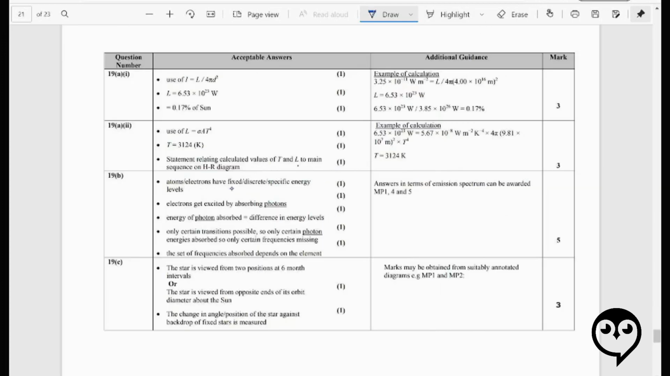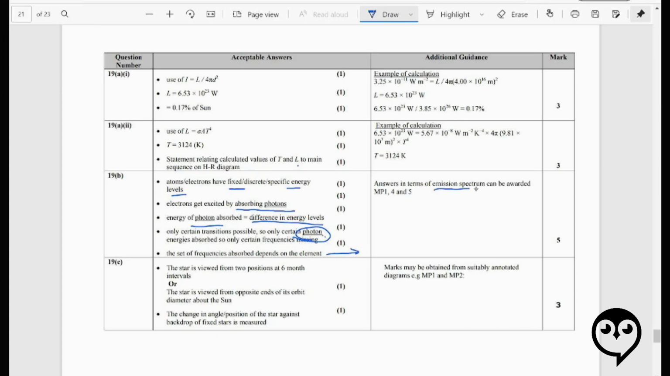Atoms have fixed or discrete or specific energy levels. Okay, I mentioned that. Again, I'm just roughly going through and explaining. You're going to have to craft your answer to make sure you're nice and articulate. Electrons get excited by absorbing photons. In this exam board, they're very keen on you writing photons. Make sure you are mentioning photons. I have it underlined. The energy of the photon absorbed is the difference in the energy levels. I think I had alluded to that. And only certain transitions are possible, so only certain photons get absorbed. And the set of frequencies absorbed depends on the element, as we had said. Okay, I think I've covered everything there.